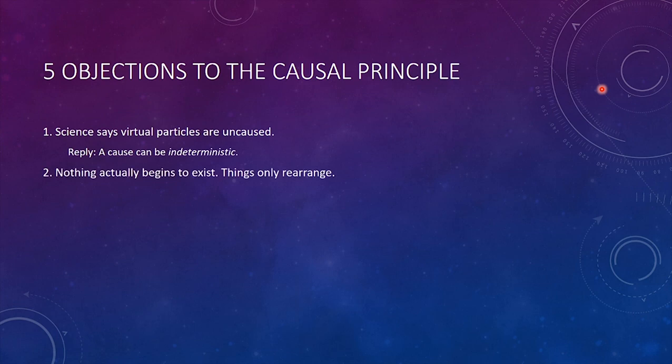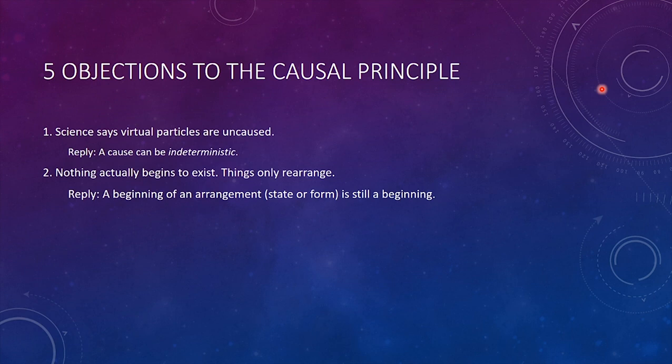A second kind of objection that comes up sometimes is that things don't actually begin to exist. Things only rearrange. The thought here is that matter just rearranges into different forms, and so we don't actually have any experience of things beginning to exist. We only experience rearrangements of existing things. Now, my response to this is, again, just to clarify the argument. When I say that something begins to exist, I don't mean that it has to begin to exist from nothing.